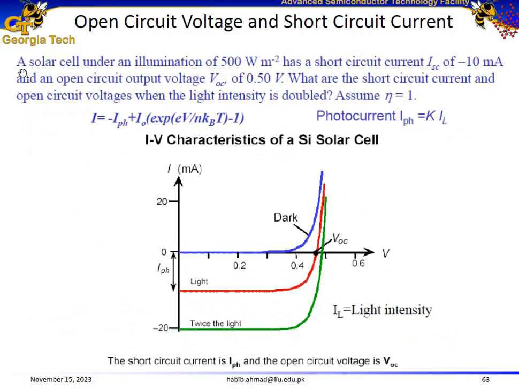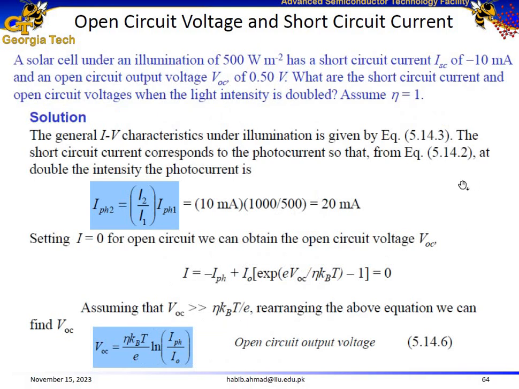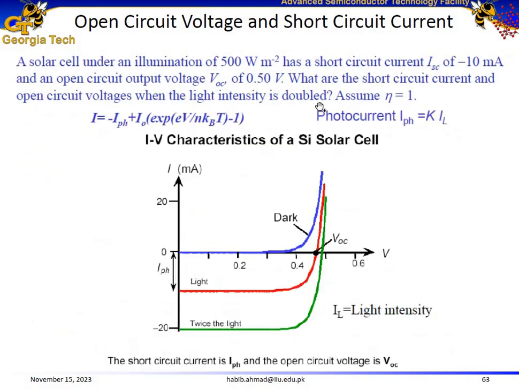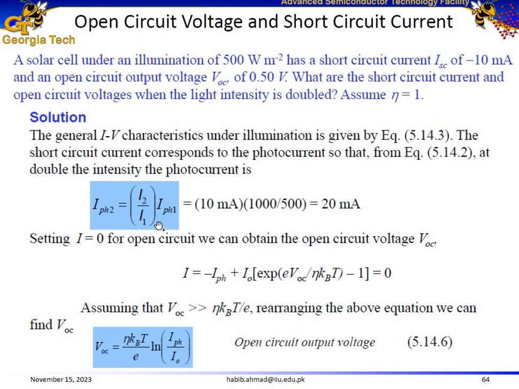Consider an example. A solar cell with a light intensity of 500 watts per meter square has a short circuit current of 10 milliamps and open circuit voltage of 0.5. What are the short circuit current and open circuit voltage when the light intensity is doubled? We already know that the short circuit current is directly proportional to the light intensity. So if the light intensity is doubled, the photocurrent would increase from 10 milliamps to 20 milliamps. So this is simple and straightforward.